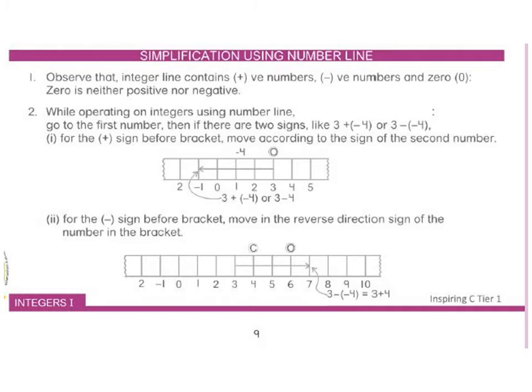So if you have to do 3 plus minus 4, first of all what we will do, we will go 3 steps to the right from 0, that will represent 3. Then we have to go for minus, that means turn to the left hand side. Then again it is minus 4, so again you have to turn to the right hand side and step 4 times to the right hand side. So that will give you 7. That means 3 minus minus 4 is equal to 3 plus 4, which will give you 7.